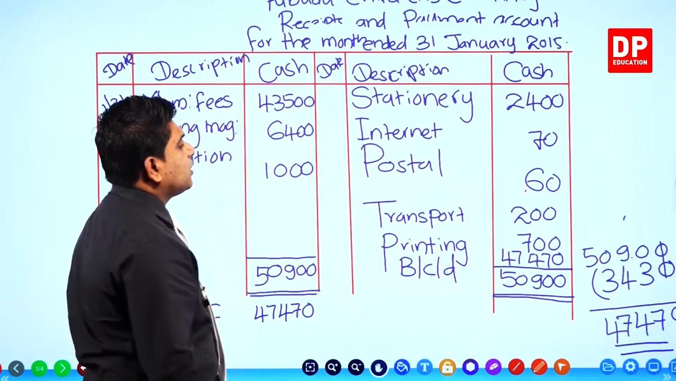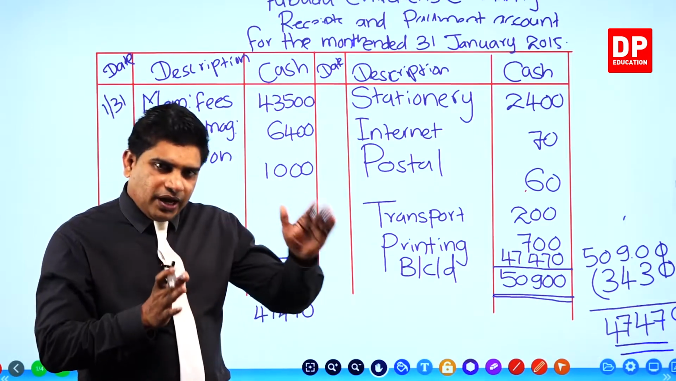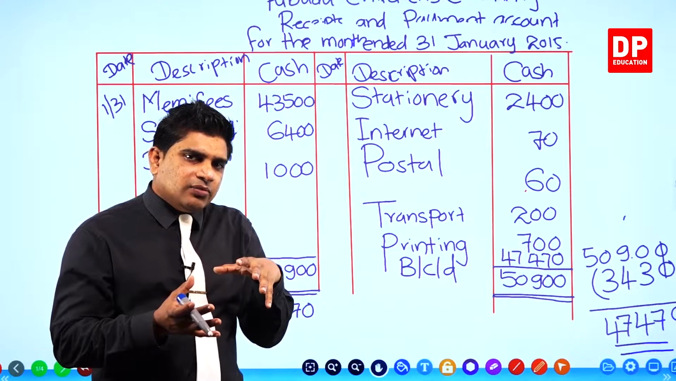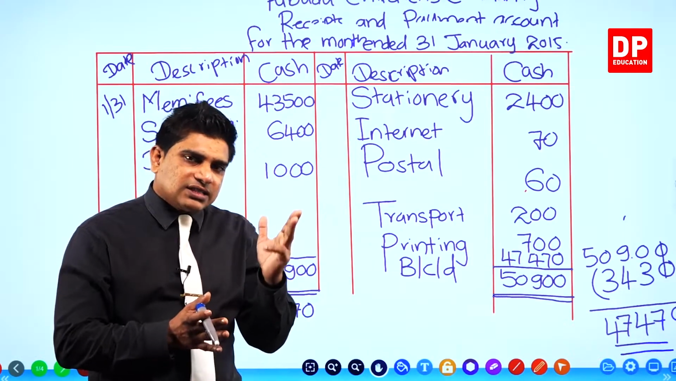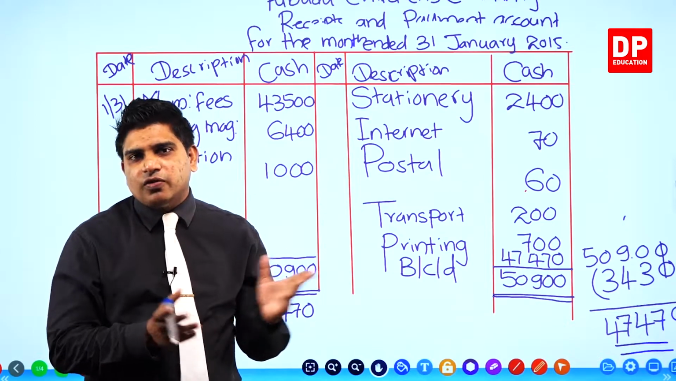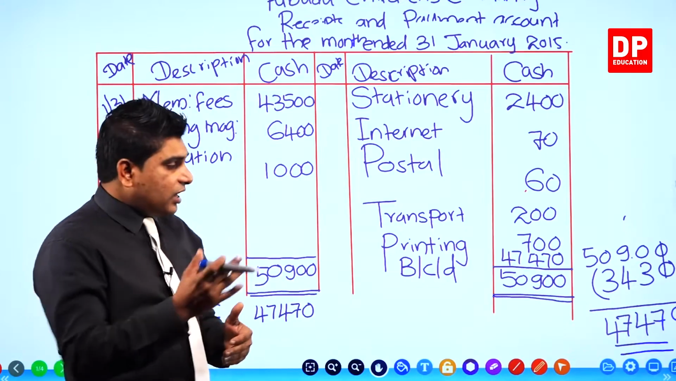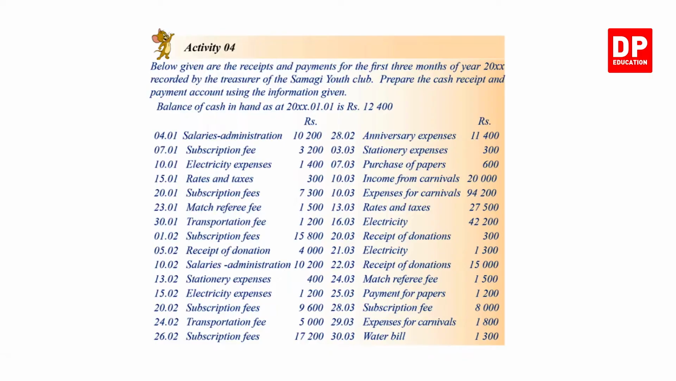How? All the received money you write in the debit side, all the paid money you write in the credit side. Finally, you get the balance, the difference, right? In front of the difference, you write balance carried down, balance brought forward, right? This is your textbook activity. Now you go to the next activity in your textbook.